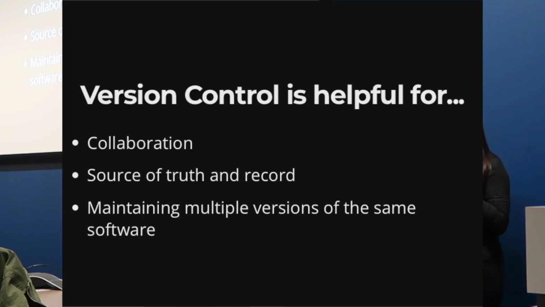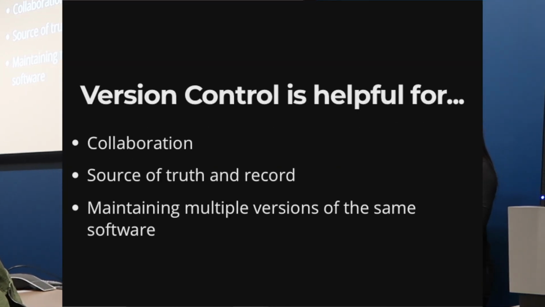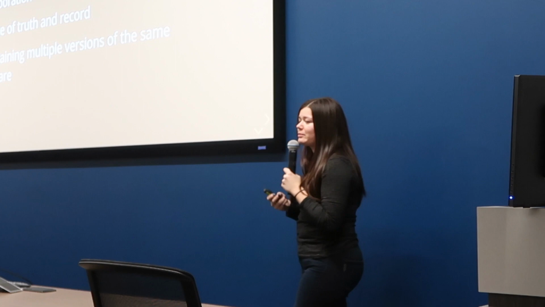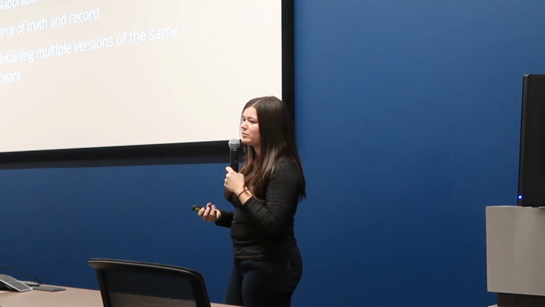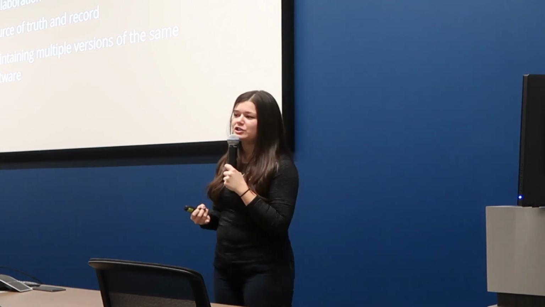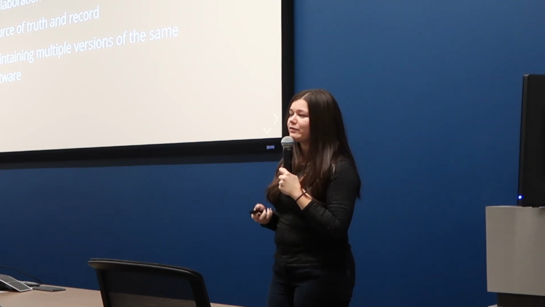Version control is helpful for collaboration. It's a source of truth and record. So if multiple people are making changes on the same project at the same time, you need a way to know what is the source of truth. It's called a master branch. What is the version of source code that we're going to go by? And how do we get your changes into that version?